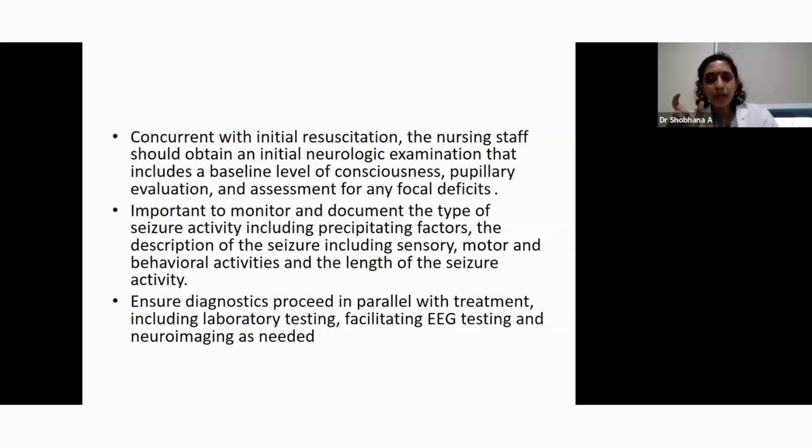Diagnostics should proceed in parallel with treatment. You can ask for an ABG to rule out hypoxia. You can ask for a sodium or a CBG, and you must also get prepared so that an EEG can be done, or a CT scan, or any kind of neuroimaging as and when required.